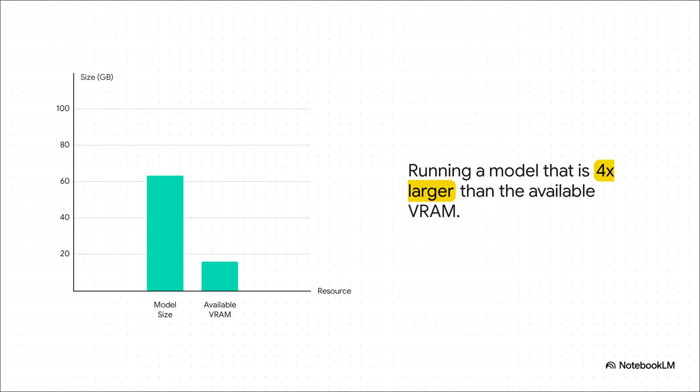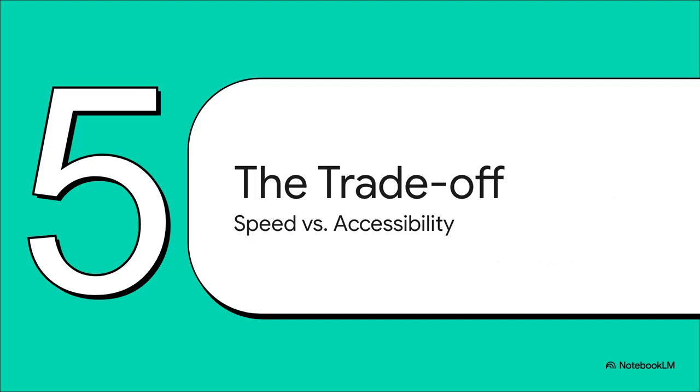Just look at this. This chart really drives the point home. You are actually successfully running a 63-gigabyte model with only 16 gigs of graphics memory. You're not just bending the rules of what your hardware can do, you are shattering them. Okay, I know this sounds like some kind of magic trick, but in the world of computers, there's really no such thing as a free lunch.